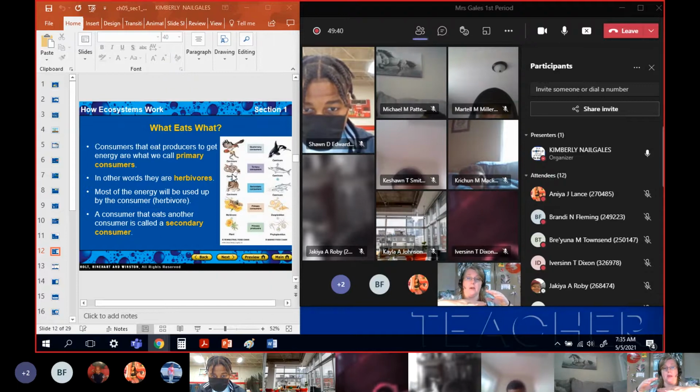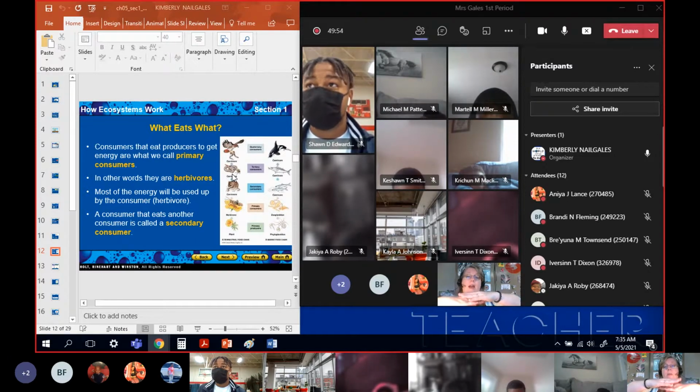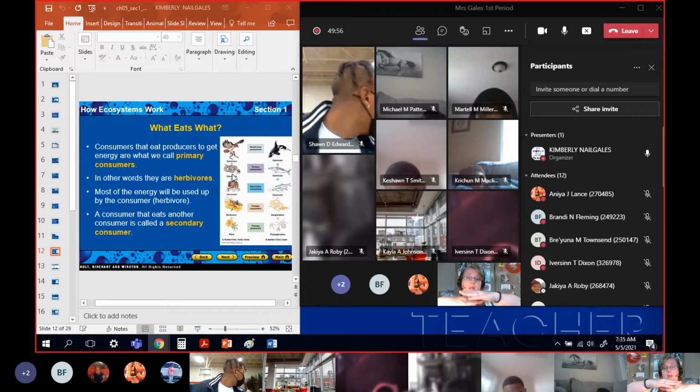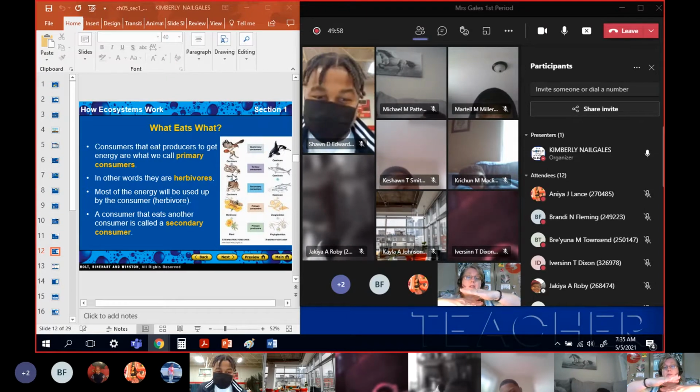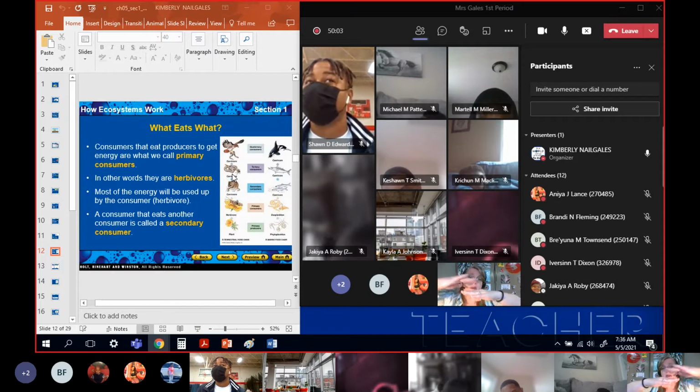Okay, you got producers at the bottom. Those are our plants, or that chemosynthetic bacteria. At the bottom, you have our producers. And then the herbivores are right there eating those plants, sometimes omnivores because they eat plants too. Those are our primary consumers, the first one to eat anything. Now, whatever eats this primary consumer is called a secondary consumer. When the coyote eats the rabbit, that's a secondary consumer.